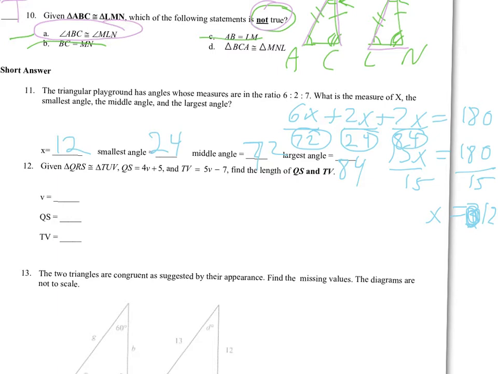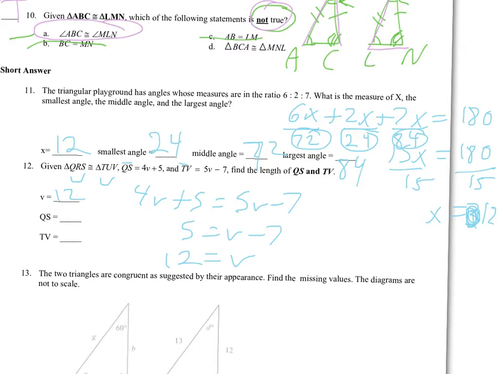So we have these two triangles. Notice that we have segments QS and TV. Well, QS is the first and last segment. TV is the first and last segment. So these two segments are congruent. So I can set 4V plus 5 equal to 5V minus 7. Subtract 4V, I get 5 equals V minus 7. Add 7, and I get 12. So V is equal to 12.